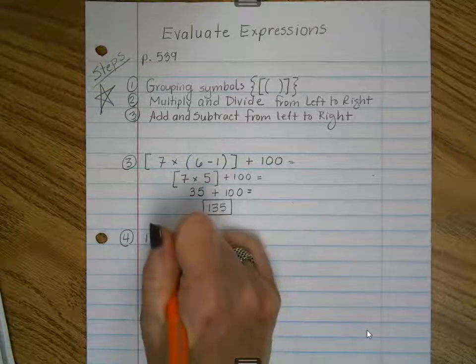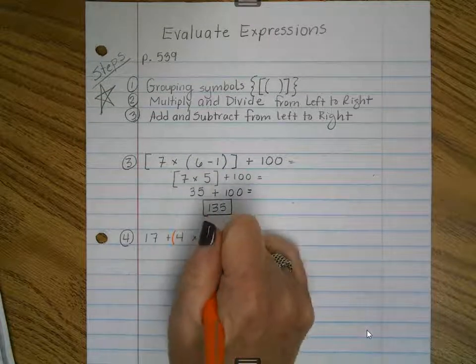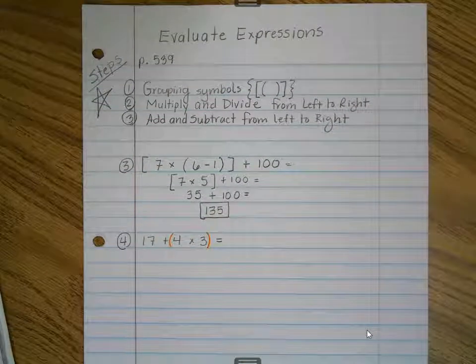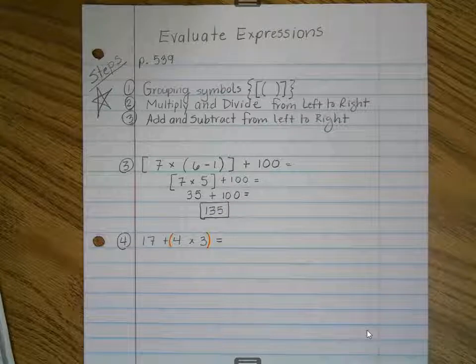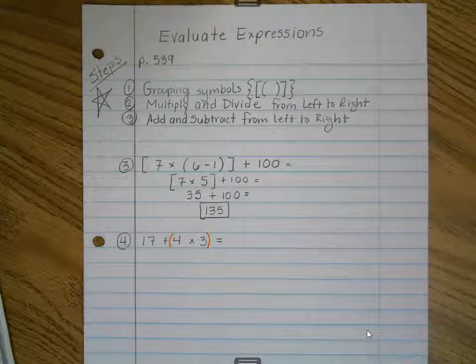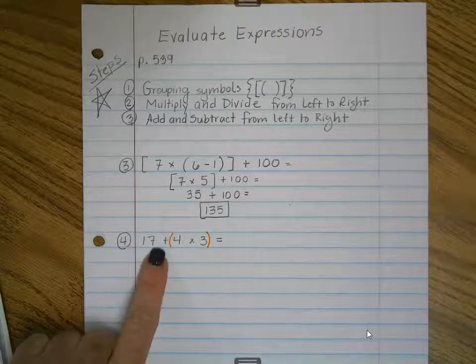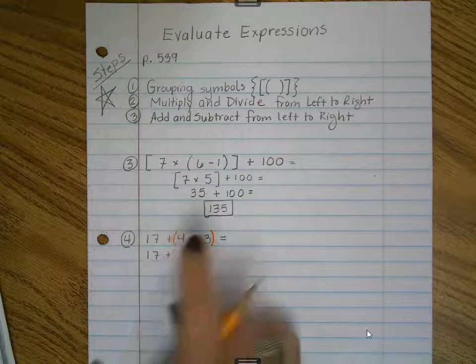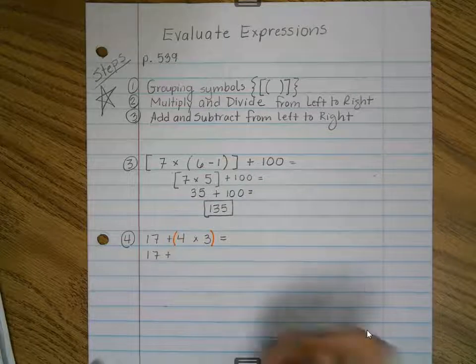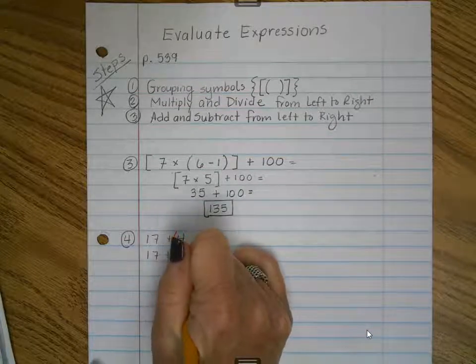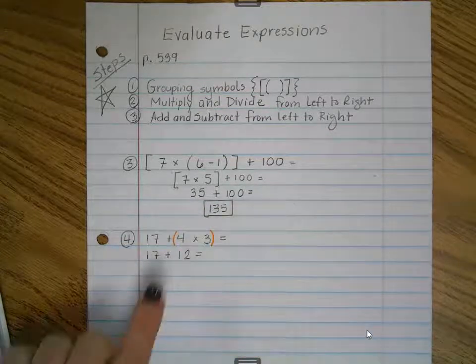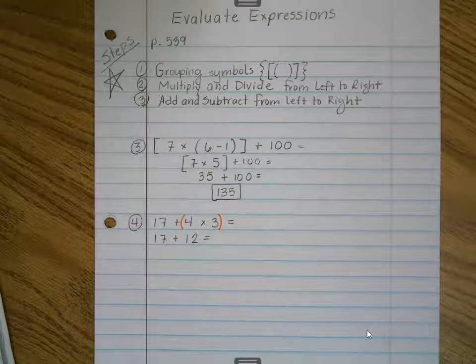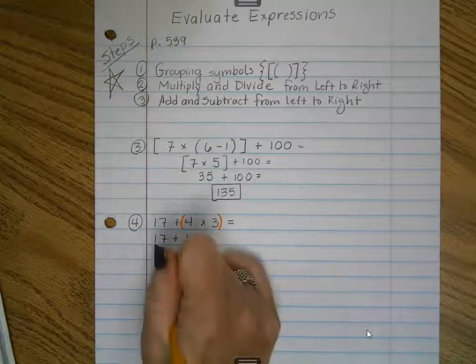So I'm just going to take a different color. You guys use your pencil. I'm going to put parentheses around it to tell myself that's what I'm getting ready to do. I need to take care of the multiplication before I do any addition. So when I add 17 plus, I now have 4 times 3 is 12. And at this point, I'm now ready to add, and 17 plus 12 is 29.